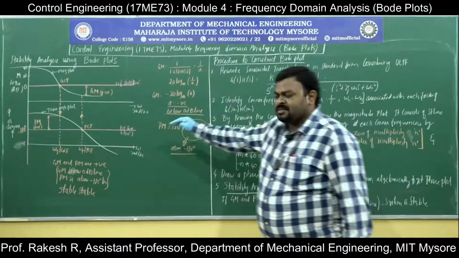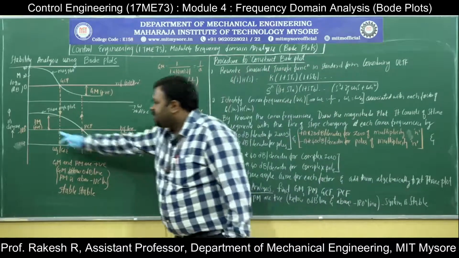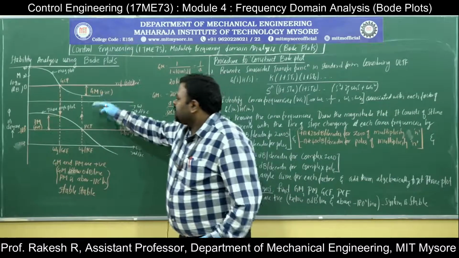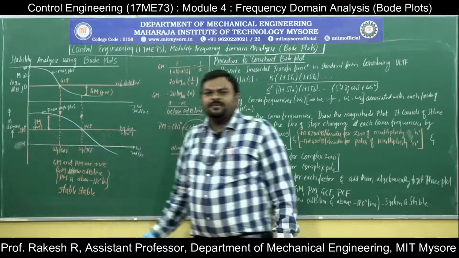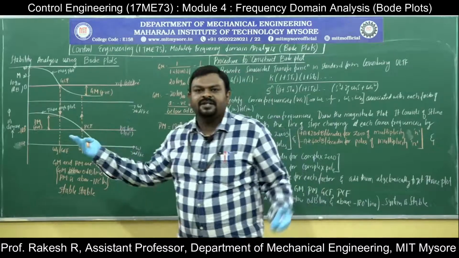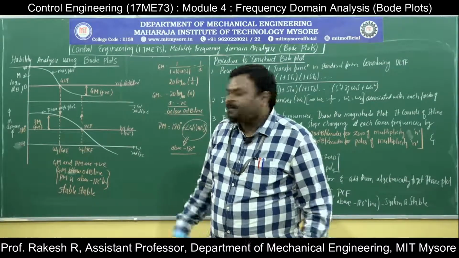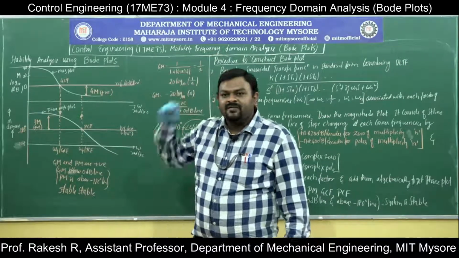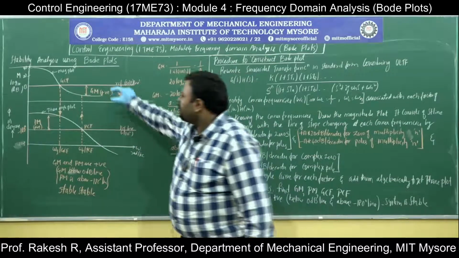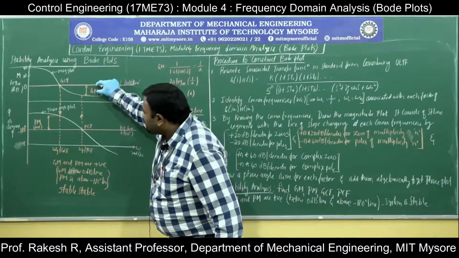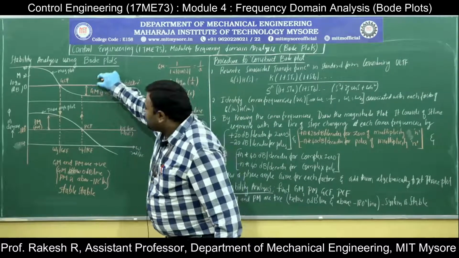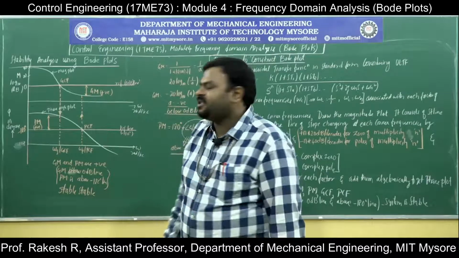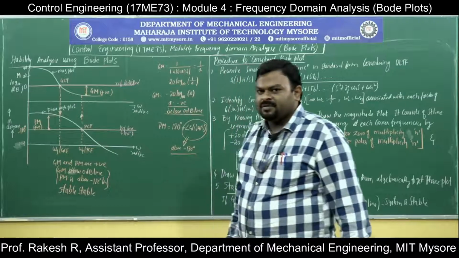By seeing this, if the value of gain margin is positive and phase margin is positive, we can say the system is stable. Suppose one of them is negative, say gain margin is negative, then we can see how much value is to be adjusted. By seeing this, you can adjust that value. That means modifications of the system can be easily done.